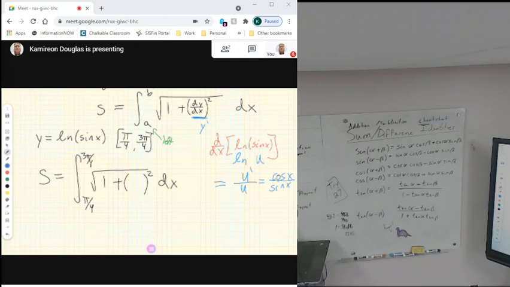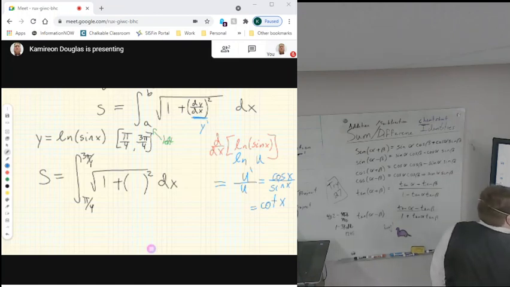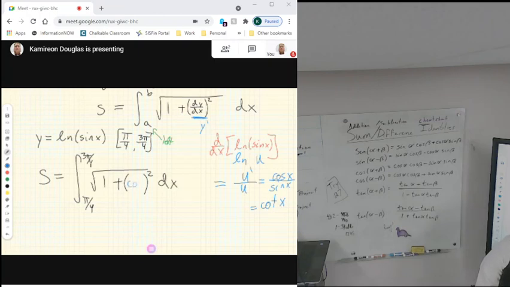If I remember from trigonometry, this is actually something unique. Cosine of x over sine of x is cotangent. Yay! Cotangent. Which means, over here in my formula, I can now put in cotangent of x quantity squared.